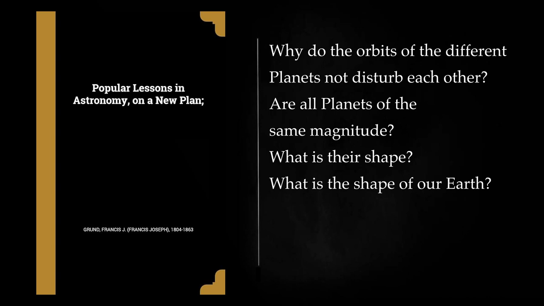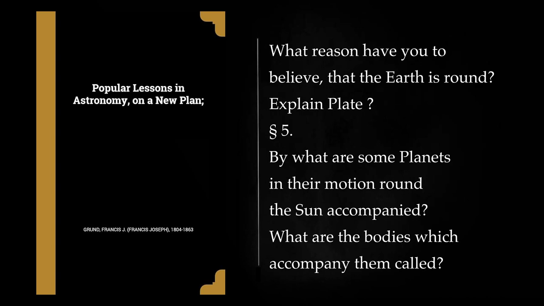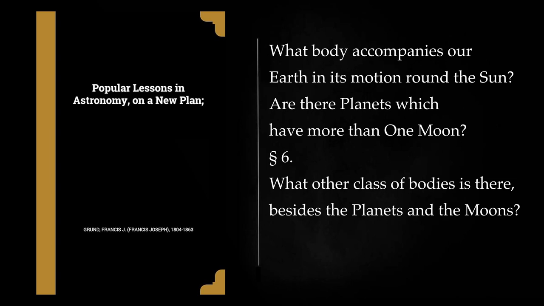Are all planets of the same magnitude? What is their shape? What is the shape of our Earth? What reason have you to believe that the Earth is round? Explain plate. Section 5. By what are some planets in their motion round the sun accompanied? What are the bodies which accompany them called? What body accompanies our Earth in its motion round the sun? Are there planets which have more than one moon?